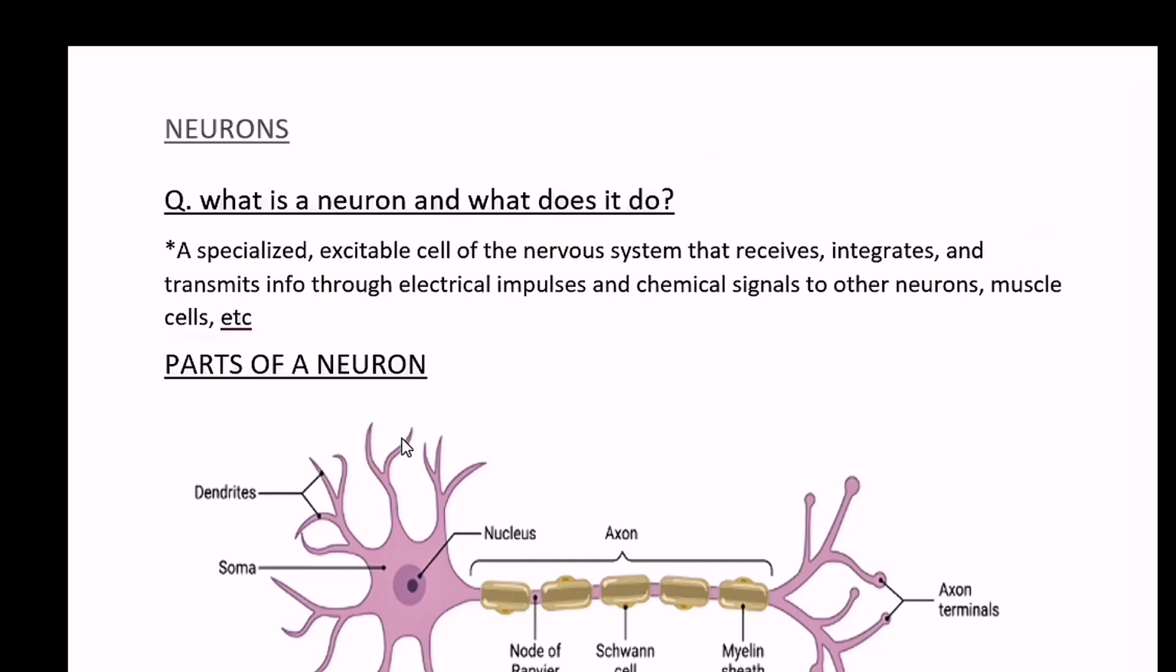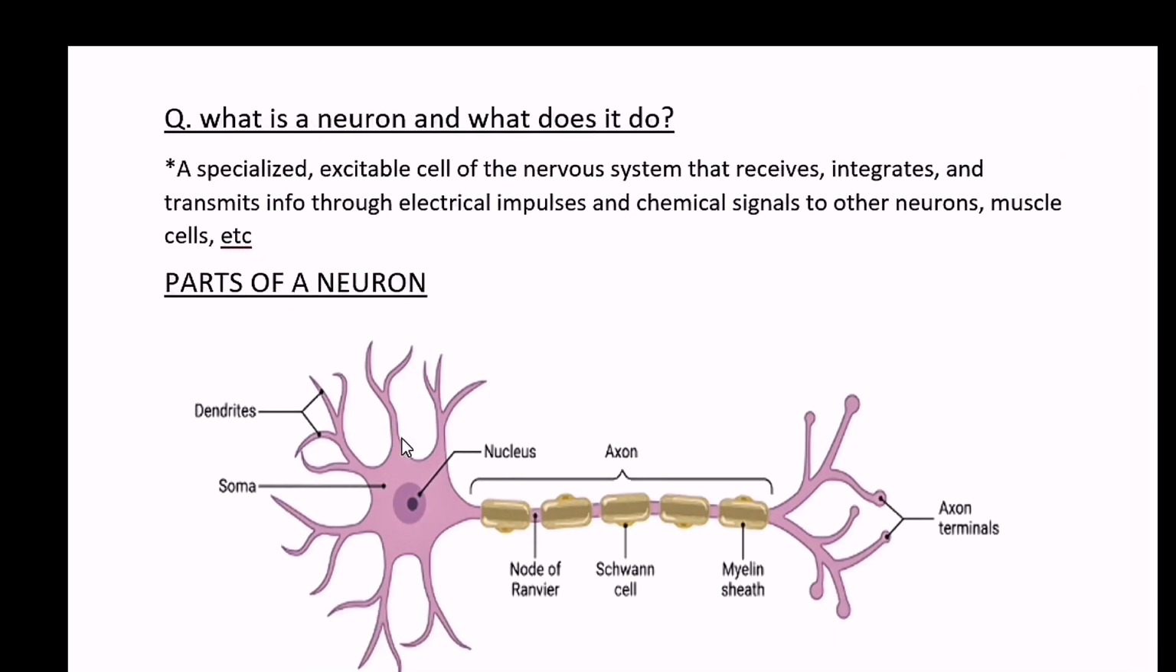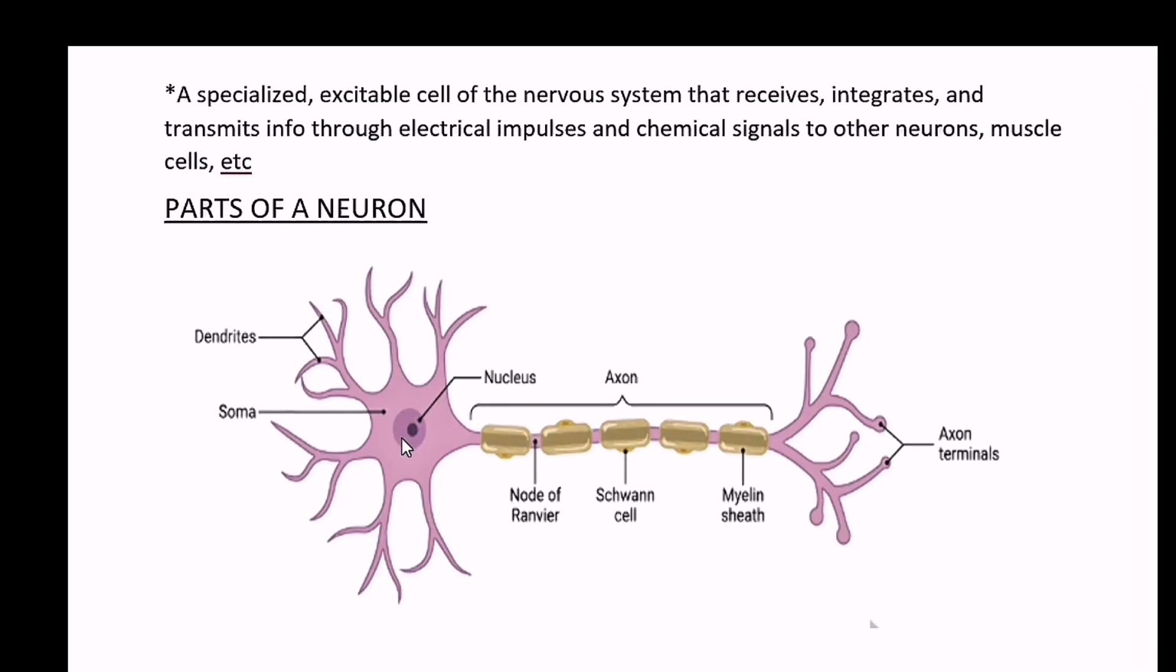Now we move on to the parts of a neuron in general. A typical neuron consists of three main parts: dendrites, the cell body also known as soma, and the axon. First, let's look at the dendrites. These are short, branched, cytoplasmic processes that arise from the cell body. Their function is to receive incoming signals from other neurons and to conduct electrical signals toward the cell body.